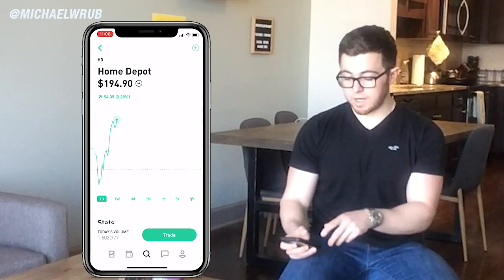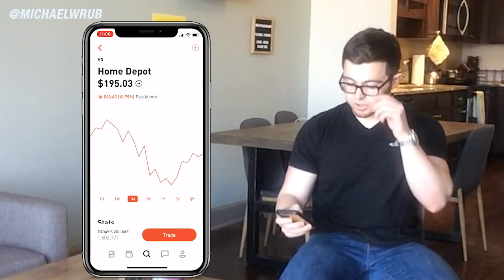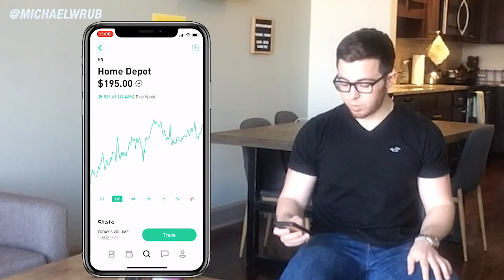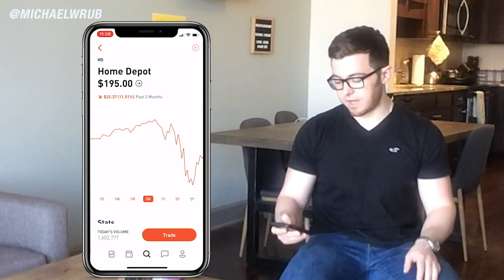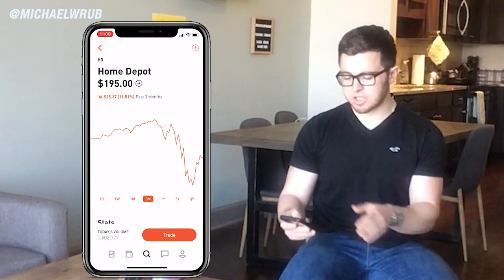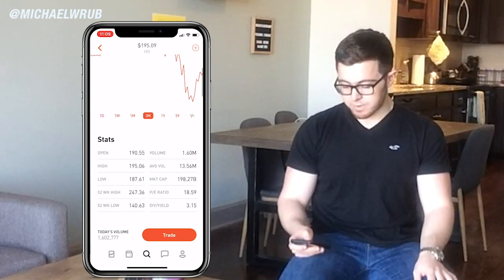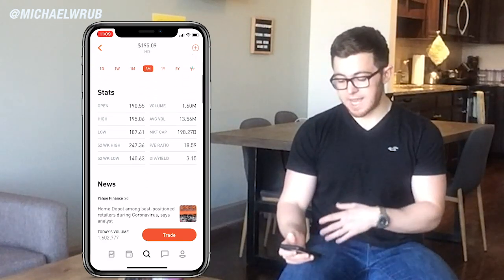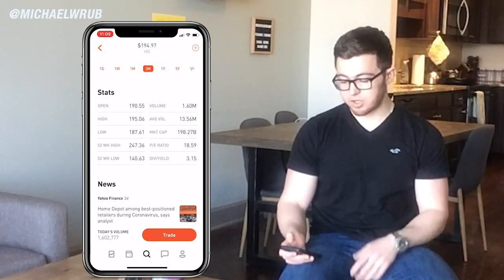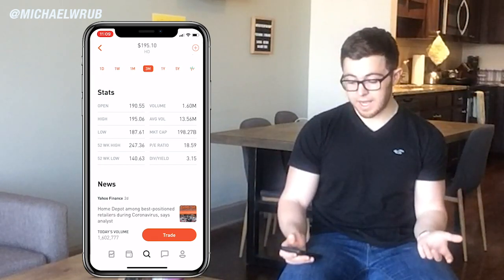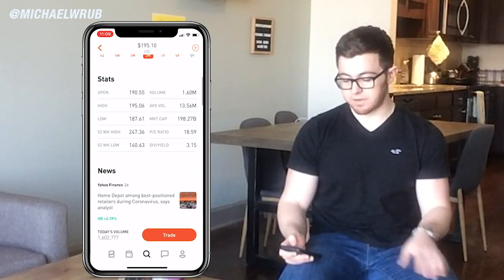So you can look at either the one-day chart, as you can see right here, it updates live as you go through it. You can also look at the 1 week, 1 month, 3 months. You can go all the way down to 5 years. And this is just a line chart, so you can see the performance over time. Then as you scroll down, you can see some of the stats, what the open was today, what the high was. You can also look at the 52-week high, 52-week low, all of these different numbers.